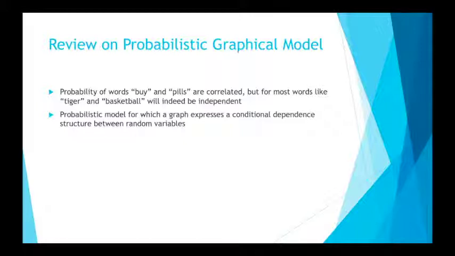One of the problems is that we're trying to find the probability of words. We know that the probabilities of some words are correlated, but most words, like tiger and basketball, are independent. So a probabilistic model for which a graph actually has a conditional dependence structure between random variables. PGM is a way to express the conditional dependence between different random variables.